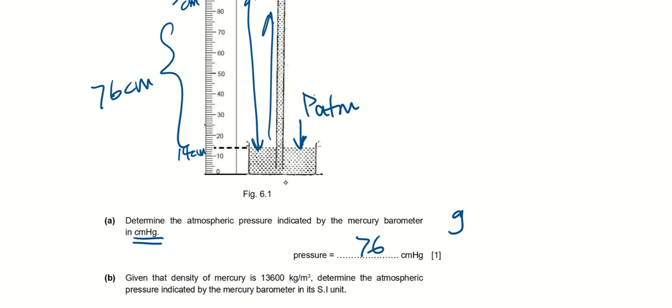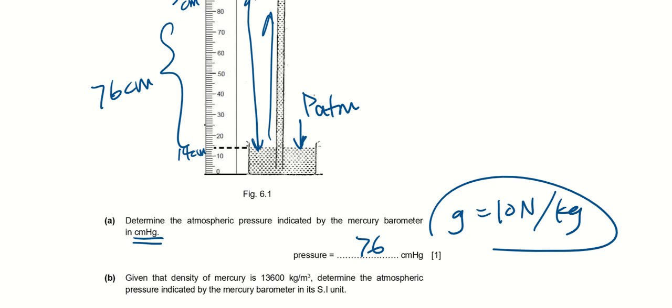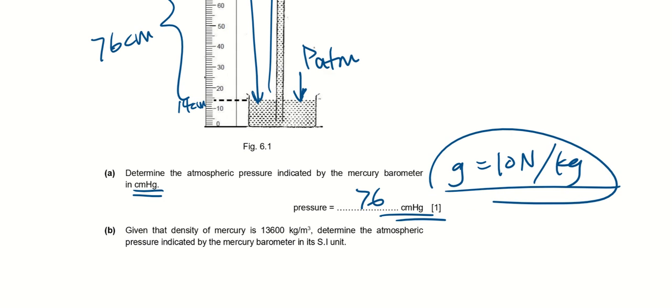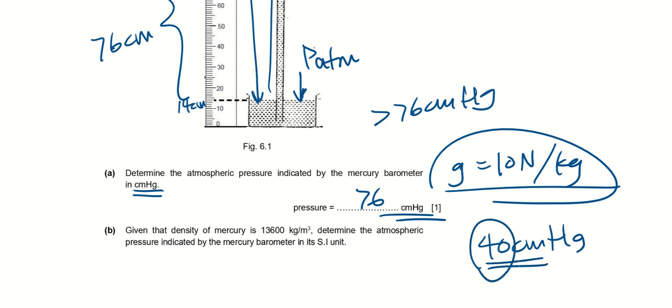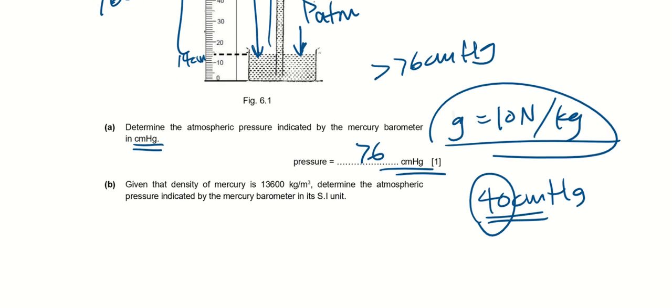Where does the G of 10 Newton per kg go in? It's not in here, right? Because this G is the same throughout. If I know that this place has a higher pressure, it will be greater than 76 cmHg. If I go to a place of lower pressure, then it will be something like 40 cmHg. So very quickly, I just compare this value of the height, and I will know whether the place is higher pressure or lower pressure.